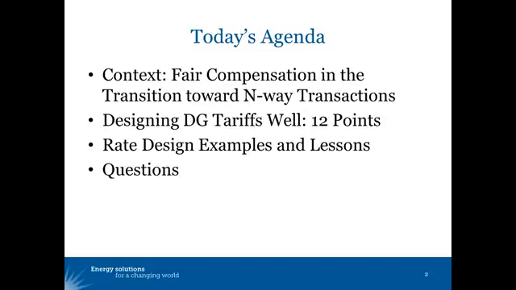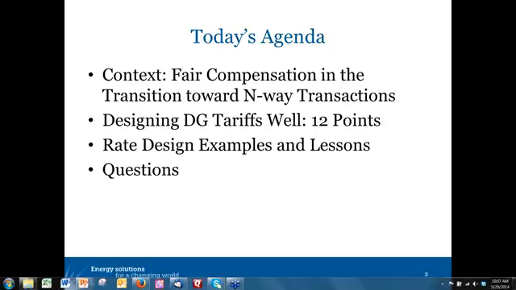Today we're going to first provide some context on the paper that we've prepared. Second, we're going to talk about the 12 sort of takeaways. Third, we're going to walk through some rate design examples and lessons. If you've heard this paper presented before, the different thing about this presentation is we're going to spend a lot more time on the rate design examples and lessons. Then we'll conclude, and have some questions in the manner that John described earlier.